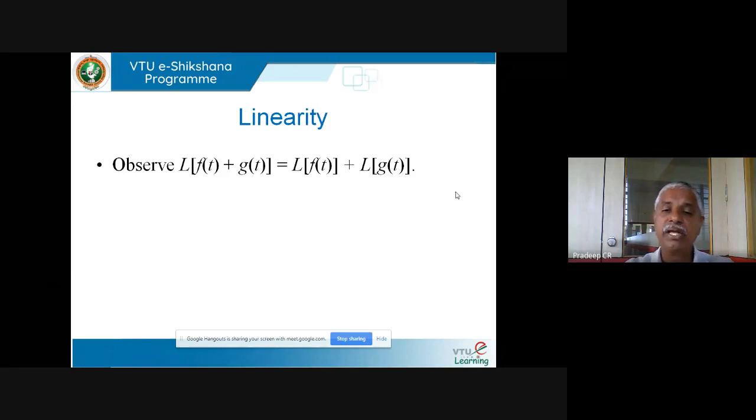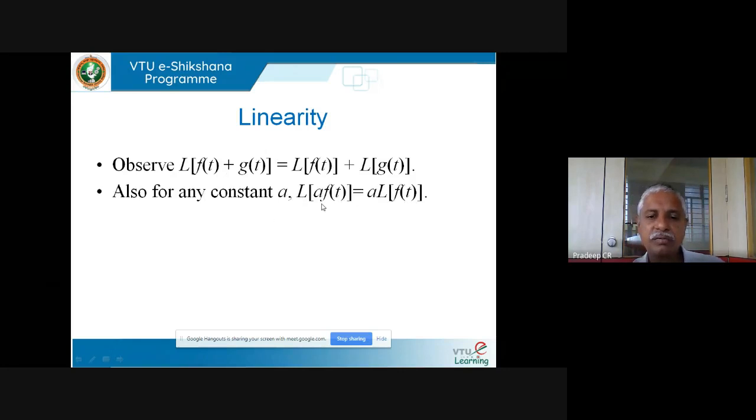That's very easily verified. Of course, it is true, because L of f(t) plus g(t): I'll multiply f(t) plus g(t) by e^(-st). But then I can multiply f(t) by e^(-st) and g(t) by e^(-st) and then integrate. These two are the same because integration is a linear transformation. So this is true. I won't write the proof, but you must observe this. That's all. L of f(t) plus g(t) is L of f(t) plus L of g(t). And also for any constant, L of a times f(t) is a times L of f(t), because both follow from the first principle, the definition of the Laplace transform itself.